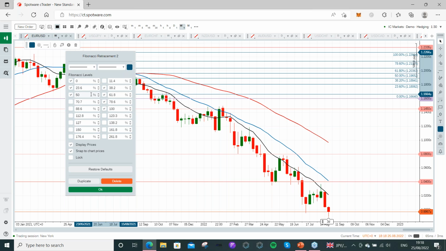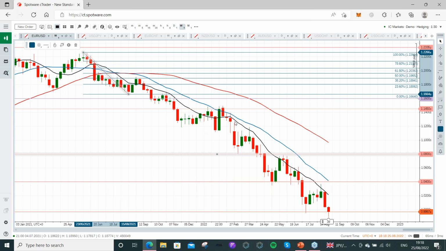Now, 50% is not a Fibonacci number, but it's a very useful tool in trading to know where the 50% retracement of a move is, because it is a very frequently reacted upon level. So those are the levels that I have on my chart here, and you can see that it's drawn these lines in black.